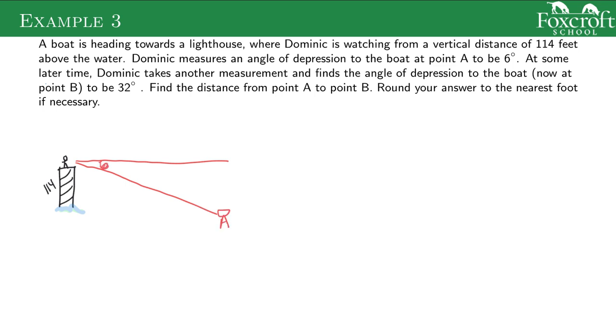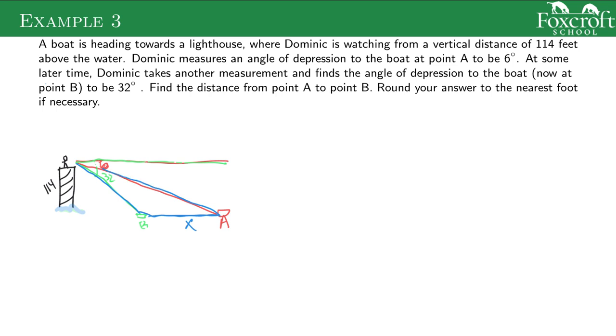At some time later, he takes another measurement and finds the angle of depression of the boat is now 32. Going from flat to down, 32 is a bigger angle. And now my boat is here at point B. Find the distance from A to B. So the answer I'm trying to find is right here. So how can I do this problem? Well, if I look at this, x is a part of this triangle here.